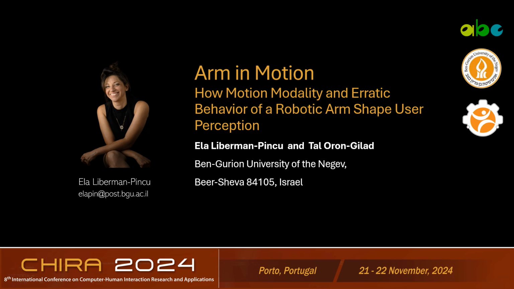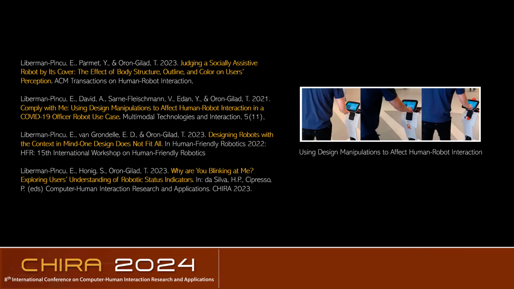I'm an industrial designer and design researcher in the field of human factors and interaction design at Ben-Gurion University. Our previous studies examined how visual qualities such as color and structure and design manipulations affect users' perceptions, behaviors, and attitudes. We found that visual qualities, along with non-verbal communication like LED indicators and motion design, shape the human-robot relationship. This study explores the effect of different motion components in a case study of a robotic arm.